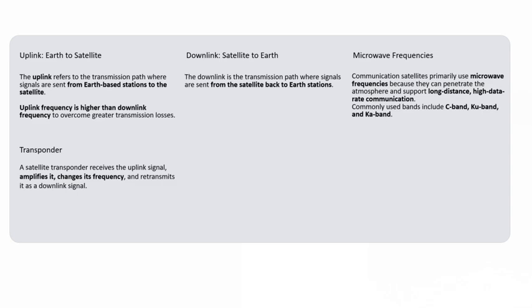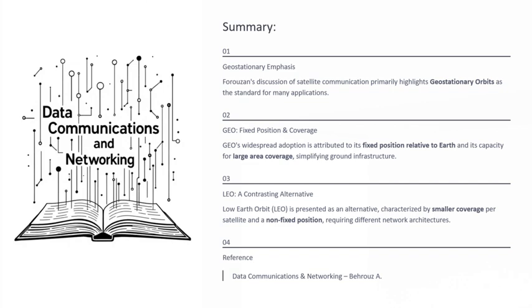All these are required: uplink, downlink, microwave frequency, and transponder. Transponder is also a very important part of this, as a satellite transponder receives the uplink signal, amplifies it and changes its frequency, and then retransmits it as the downlink signal. So I can say that GEO is preferred for broadcasting and long distance communication, while LEO is used where low delay is required.